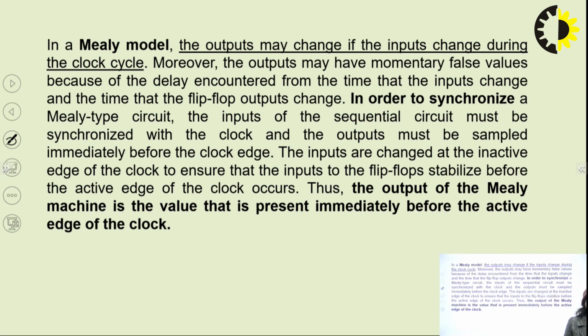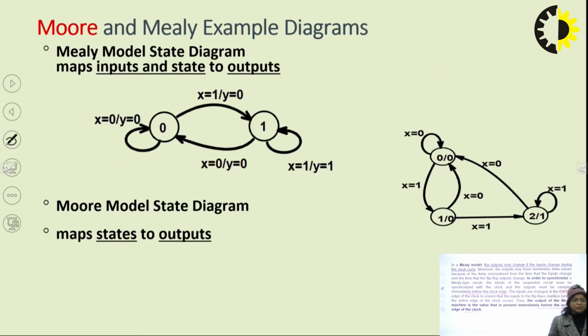Also, the output may have some false value because of delayed response from the flip-flop. So, in order to synchronize the Mealy type, the input of the sequential circuit must be synchronized with the clock and the output must be sampled immediately before the clock pulse. Thus, the output of the Mealy machine is present immediately before the active edge of the clock.